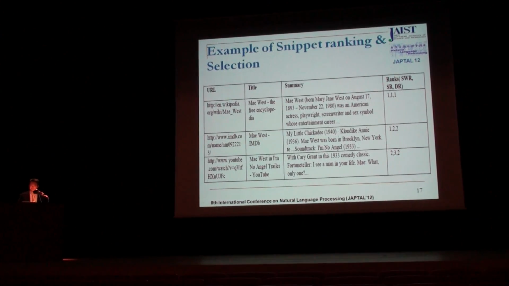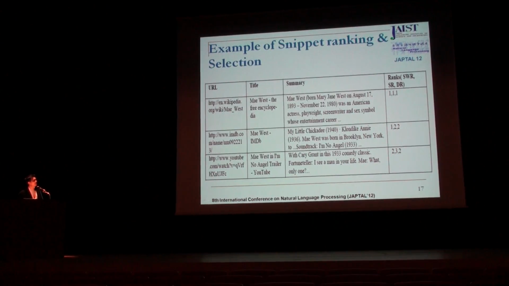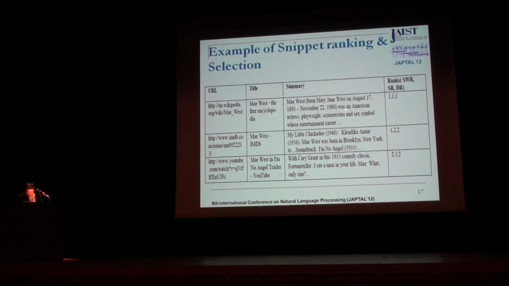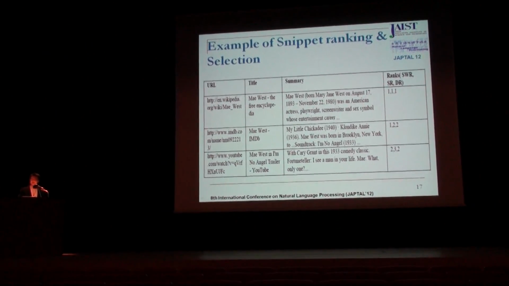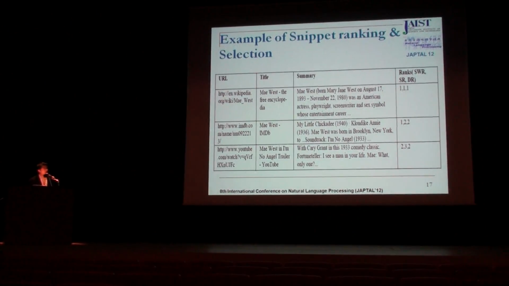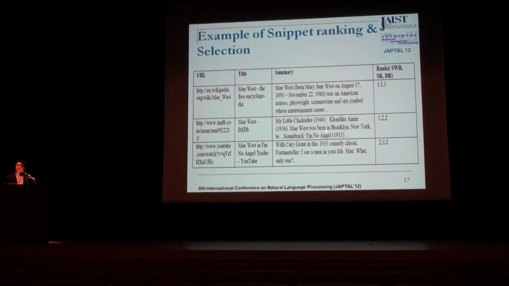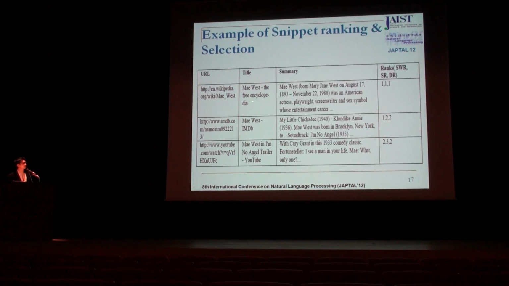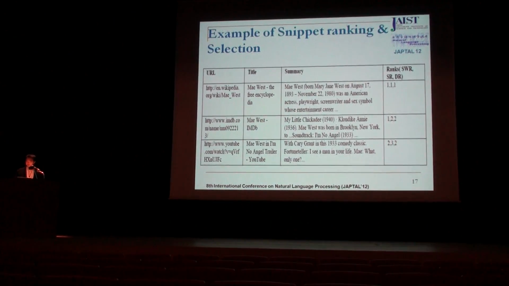Here I provide an example of our snippet ranking. We use the same example, Myrna Loy. SWR stands for the ranking result of our algorithm, SR is the search engine ranking, and DR is the domain ranking. Basically, we will only select one result, which has the highest ranking, which is 111 here. It's actually from Wikipedia, and it provides information like who or what Myrna Loy is.